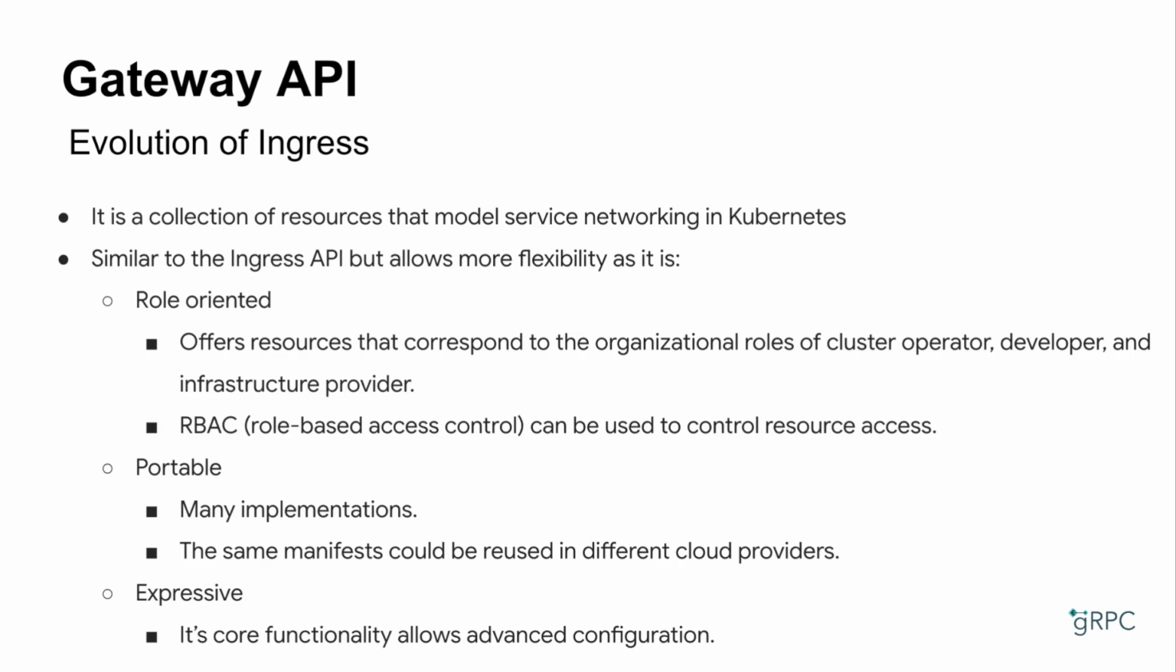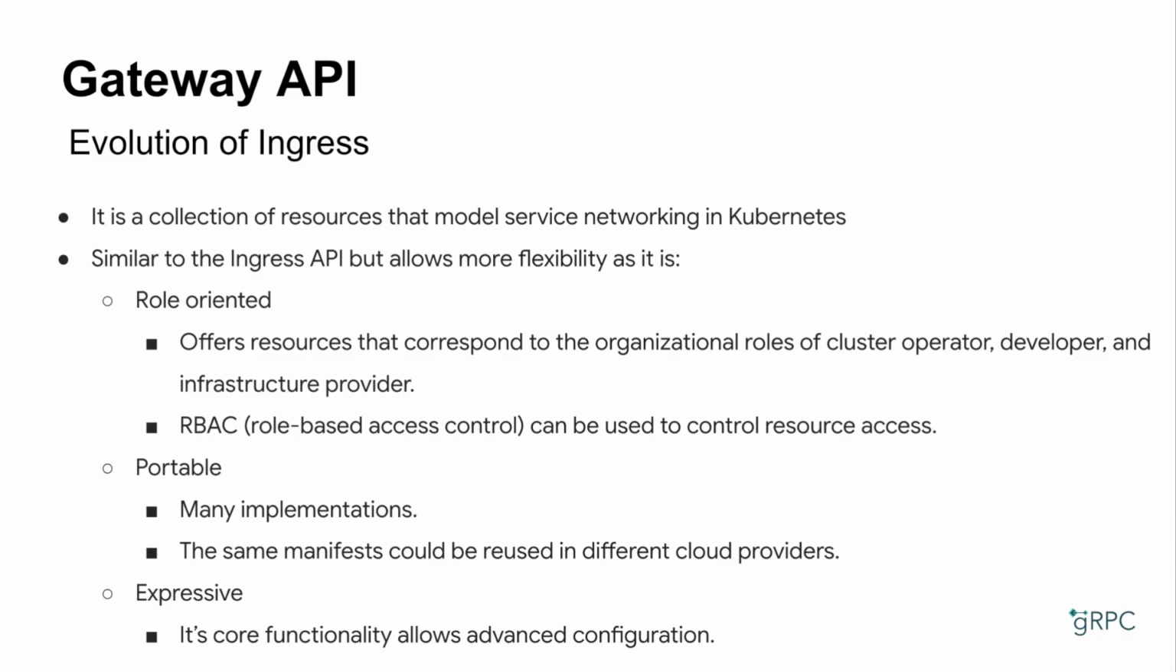And finally, the Gateway API is incredibly expressive. Its core functionality allows for advanced configuration that simply wasn't possible with Ingress. We're talking about more granular control over traffic routing, header manipulation, and much more. This is where resources like gRPC-Route really shine, which we'll get into shortly.